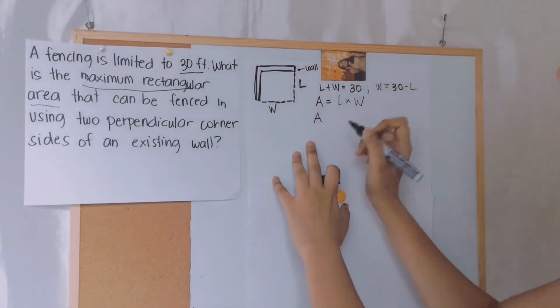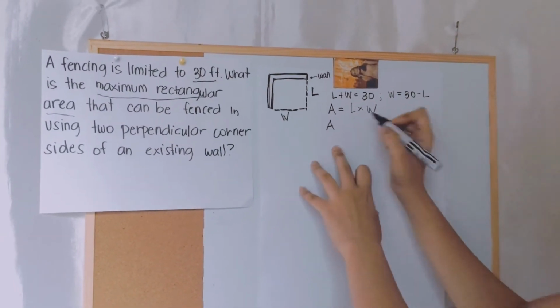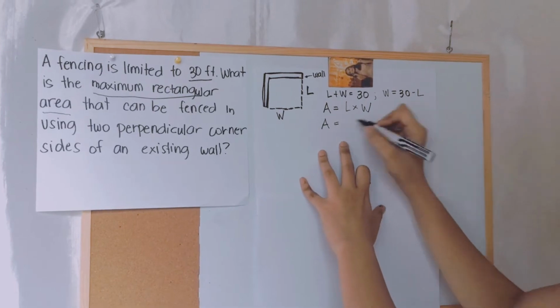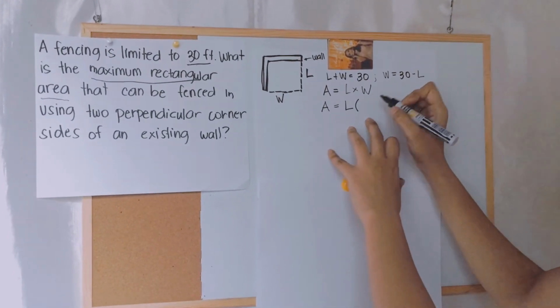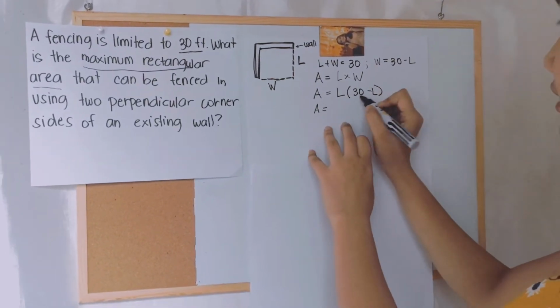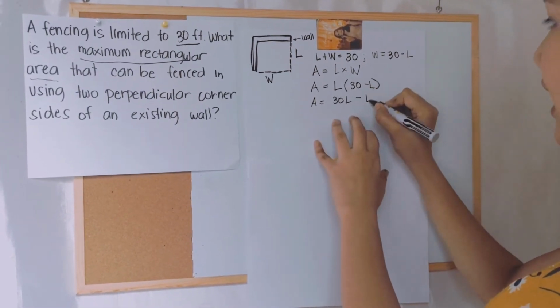So we have area. Our area is our dependent variable. And our independent variable would be on the right side, length. We have to substitute the value of w, which is 30 minus L. And just L times 30, 30L, minus L times L, L squared.